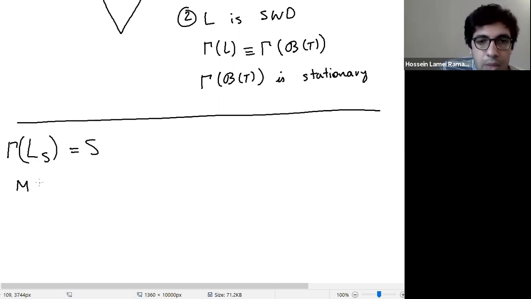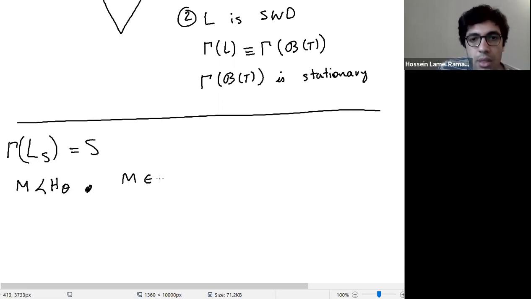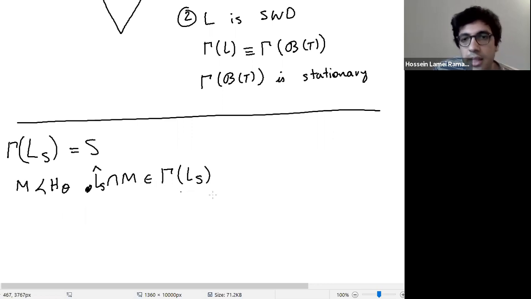Suppose that M is a countable elementary model of H theta, and then M is in gamma of LS, or maybe I should put M intersected with the L hat, but okay, let's forget about that. M, LS hat is in the gamma of S, gamma of LS, if and only if M intersect with omega 1 is in S.